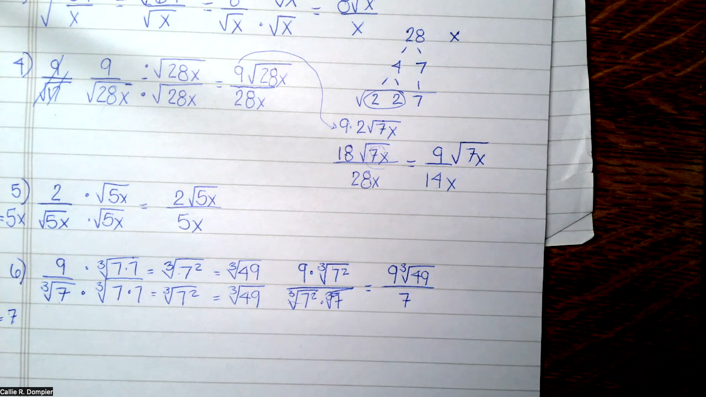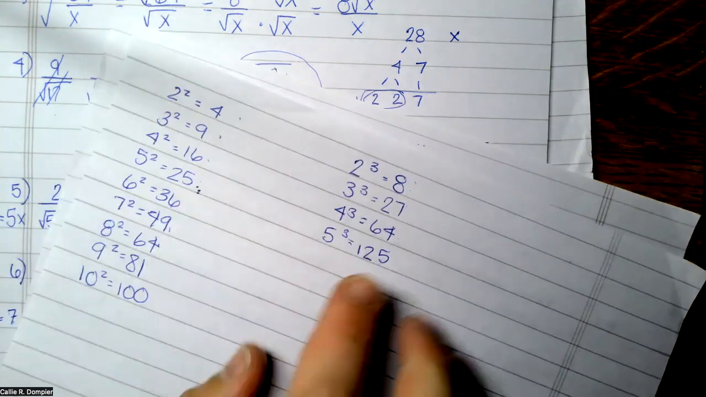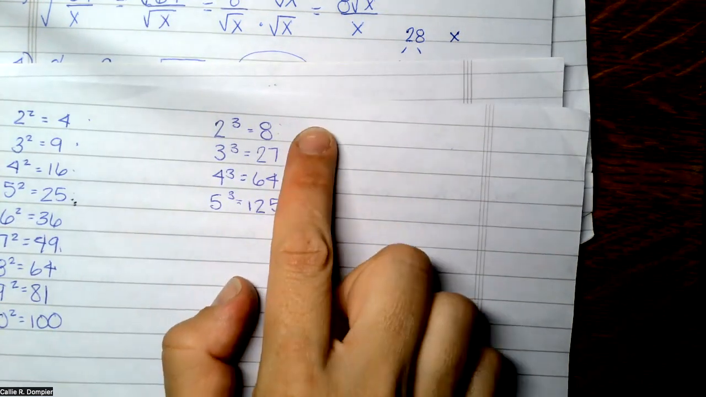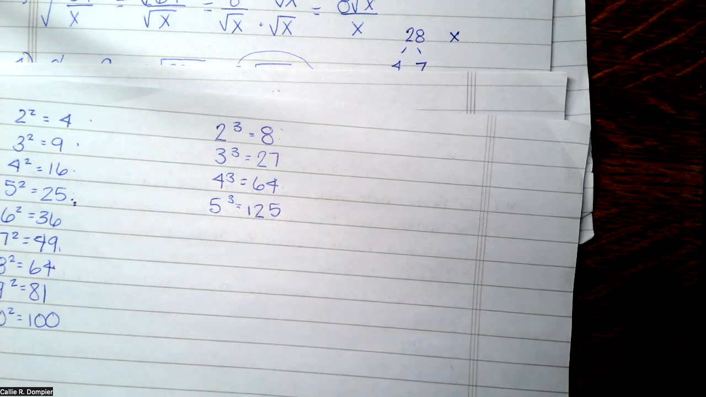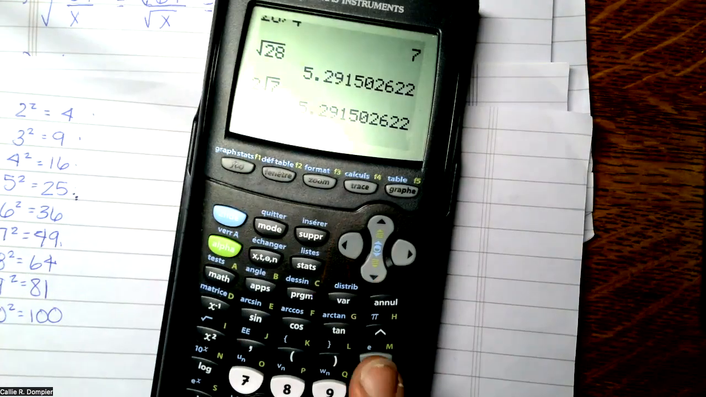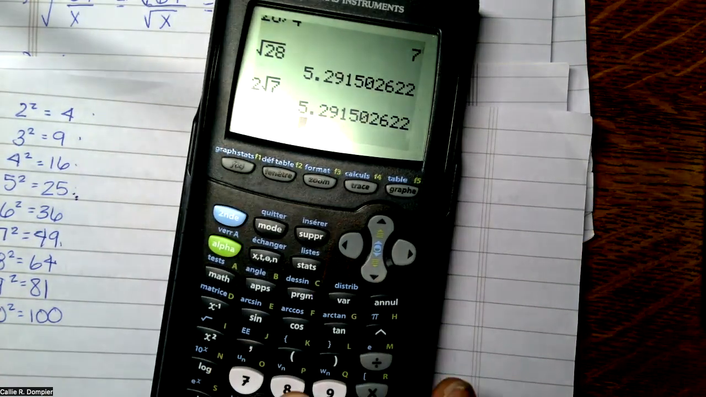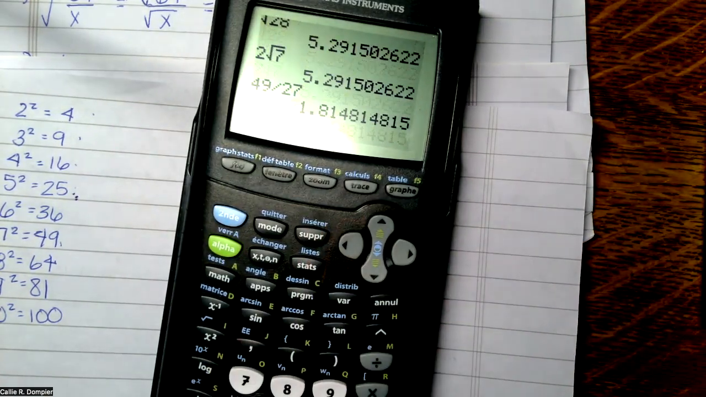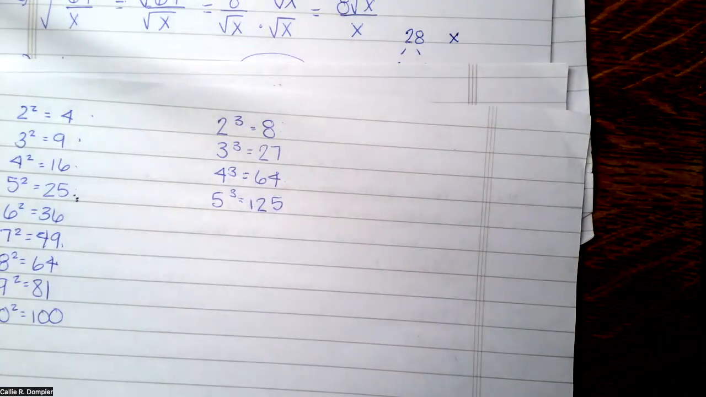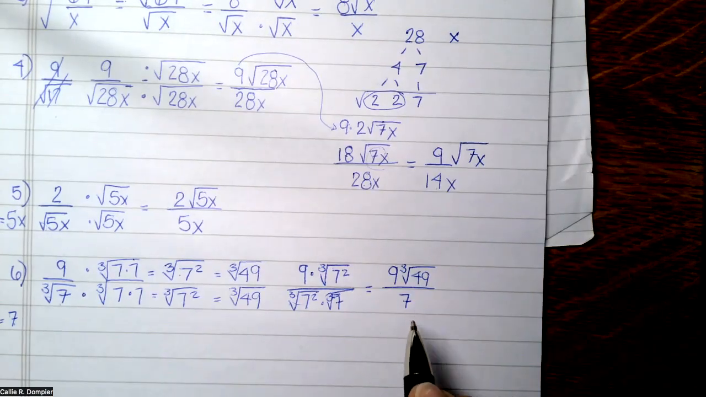Okay, 49. Don't look at the square roots, but look at the cubed roots. Can I divide 49 by any of these? 49 divided by 27. No, right? So that's our final answer.